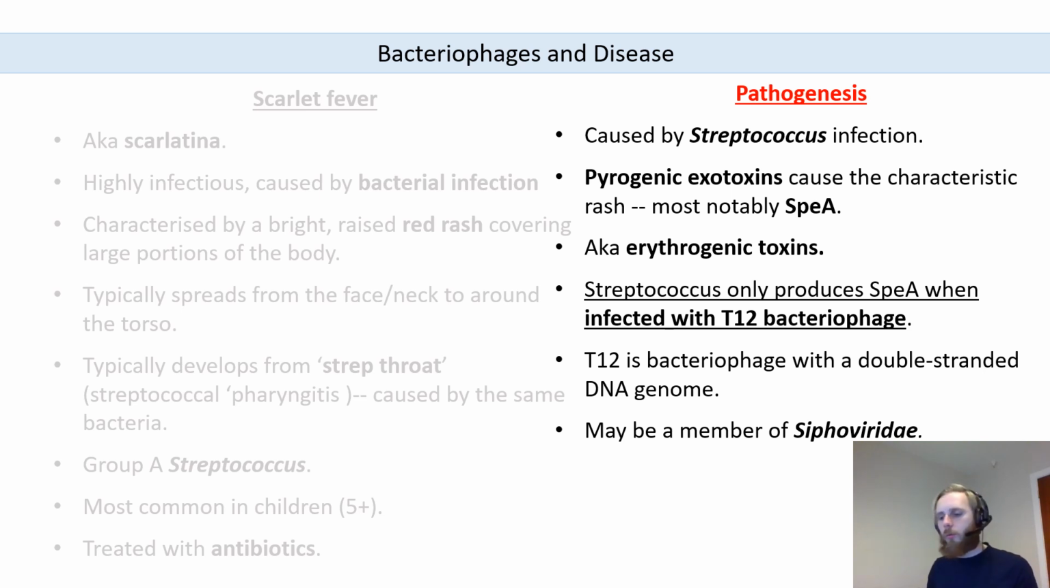We have Streptococcus without the SPEA gene, then we don't have scarlet fever. It's not capable of causing scarlet fever. However, if we have Streptococcus that has been lysogenized, so it has been infected with T12 bacteriophage, then Streptococcus will be carrying the gene which encodes a specific toxin, and it therefore will be producing this toxin. It will be producing SPEA, and it will therefore be capable of causing scarlet fever. So when it's not lysogenized, it's not causing scarlet fever. When it is lysogenized with T12, it is potentially going to be causing scarlet fever because it has the gene for the toxin.